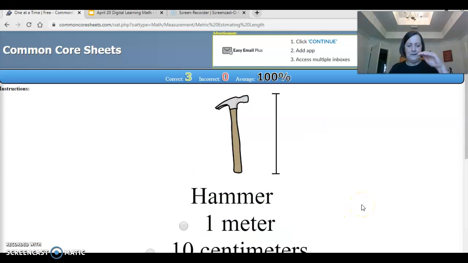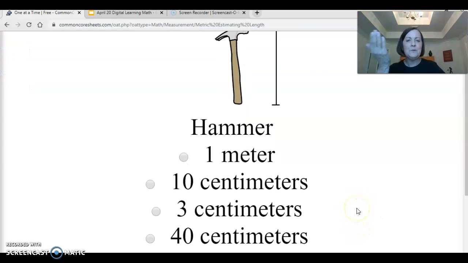All right, a hammer. I'm thinking a hammer is about the size of a sheet of paper, maybe. So I'm trying to get that in my head. And then let's look at our benchmarks. A meter. What did we say a meter was? The width of a door. We're going to say no to that one. 10 centimeters, 10 pinkies. No.